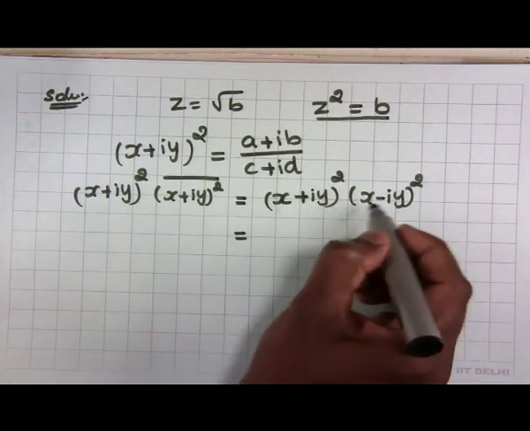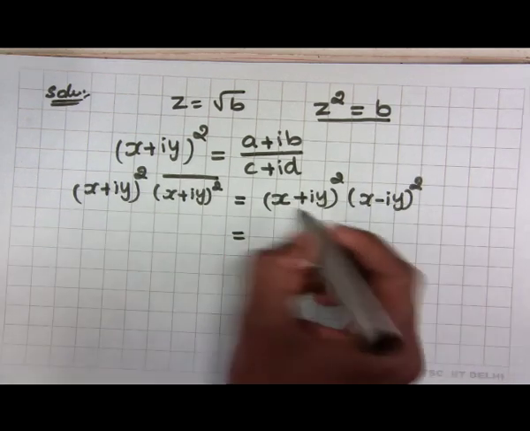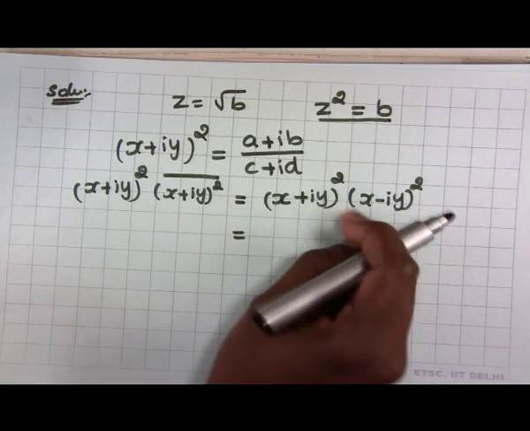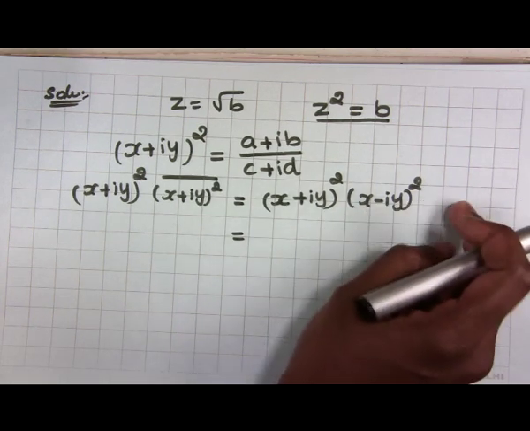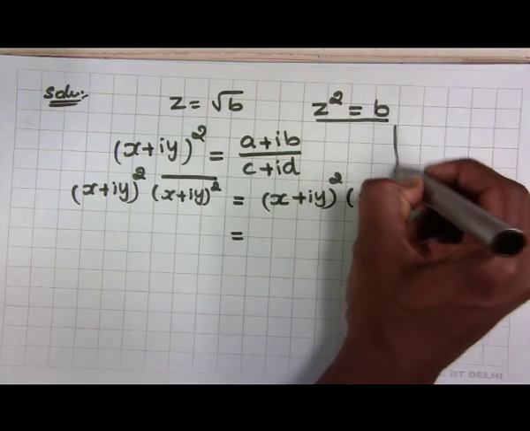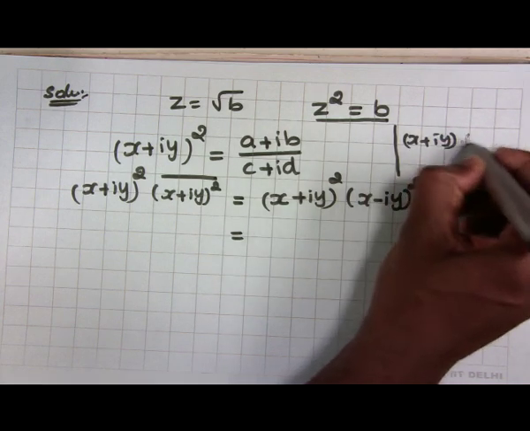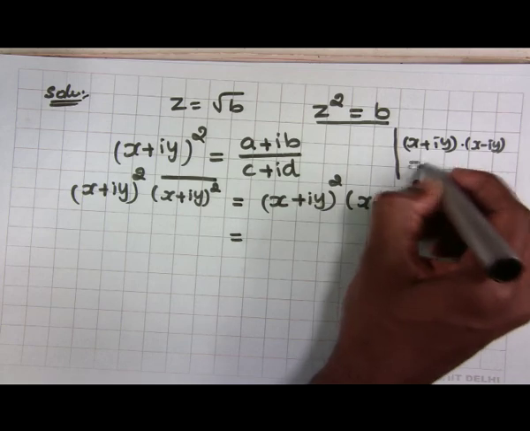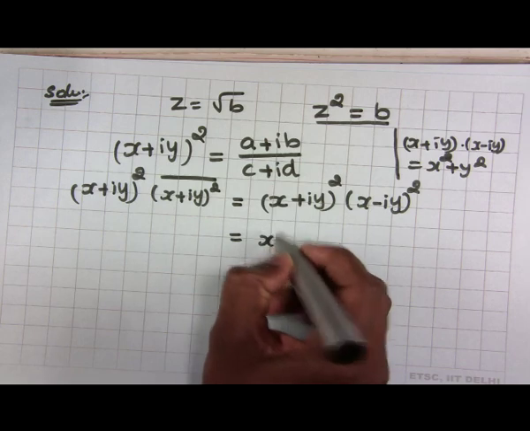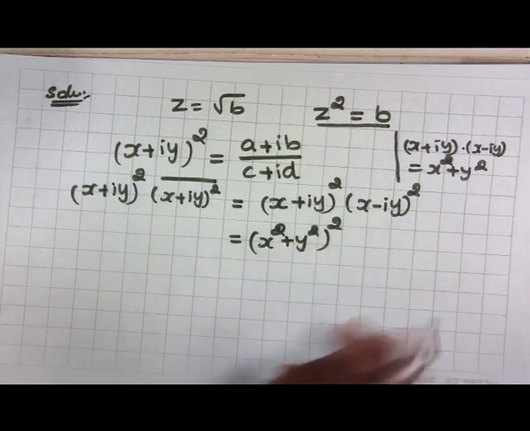And now this can be done by the associative law. So, you just write down what is the meaning of this. This is x plus i y multiplied by x plus i y, and further here x minus i y multiplied by x minus i y. We know the product: x plus i y multiplied by its conjugate gives x square plus y square. So, we get x square plus y square, the whole square, right.